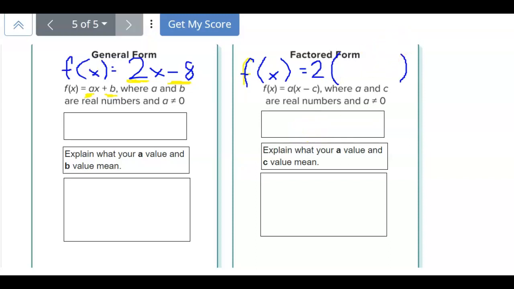And then you're going to have an a value and a c value. So your job is to explain what your a value, that's the number located here, is, and also what your c value represents. And you'll find that right here once you get your work done. So what is that in the factored form of an equation?